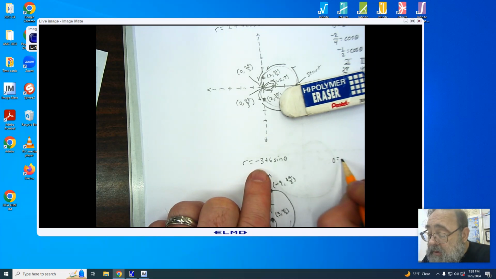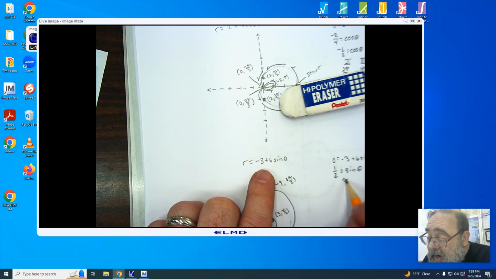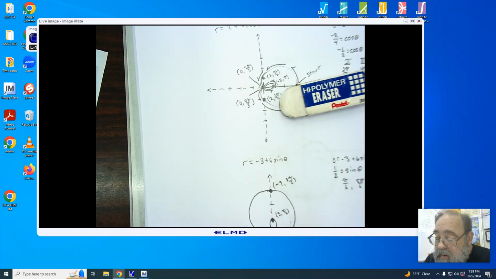So 0 equals -3 plus 6 sine theta. Therefore, 1/2 is equal to sine theta. This is at pi over 6 and 5 pi over 6. So our first answer is going to be 0 at pi over 6. Notice that's between our 0 pi and pi over 2. Curls back into the second quadrant between pi over 2 and pi. And that's 0, 5 pi over 6.